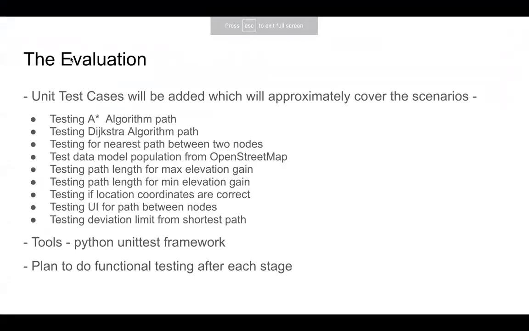I'm now going to discuss the evaluation plan which we have in mind on a very high level. Keeping our code flow in mind, we have already thought of various scenarios for which we are going to create the unit test cases. As mentioned in the slide below, we are going to check whether we get the shortest path accurately using our A star algorithm, and then we are also going to check the shortest path accurately using the Dijkstra algorithm. Similarly, we are also going to check if we are accurately getting the nearest path between the two nodes. Also, we are going to cover other cases as mentioned in the slide below.